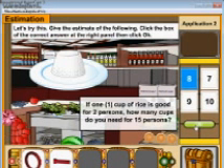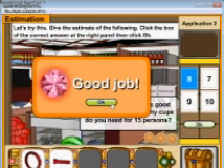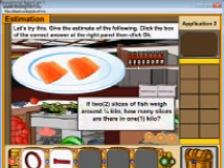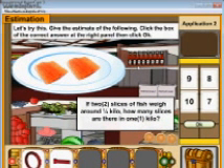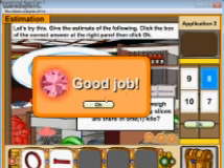And it's correct. Good job. If 2 slices of fish weigh around 1/4 kilo, how many slices are there in 1 kilo? Since there are four 1/4s in a kilo, and there are 2 slices of fish, we have to multiply 2 slices by 4, which will give us the answer of 8. Let's see if we have the correct answer. Yes, we did it. Good job.